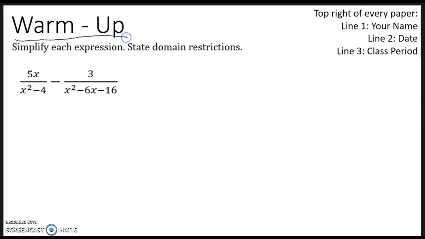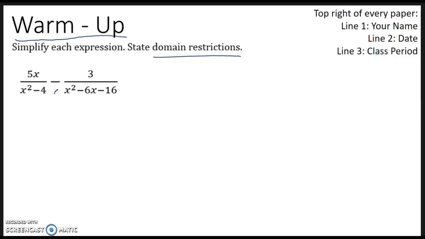So for Thursday's warm-up, we're going to look at domain restrictions, right? Domain comes from the denominator. But looking at this one, this is a minus, right? And so to add or subtract fractions, I have to have a common denominator. To get that common denominator, I need to factor both sides and then find my least common denominator, and see who's missing what.